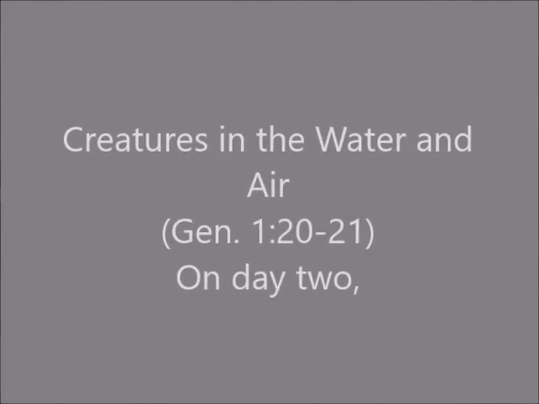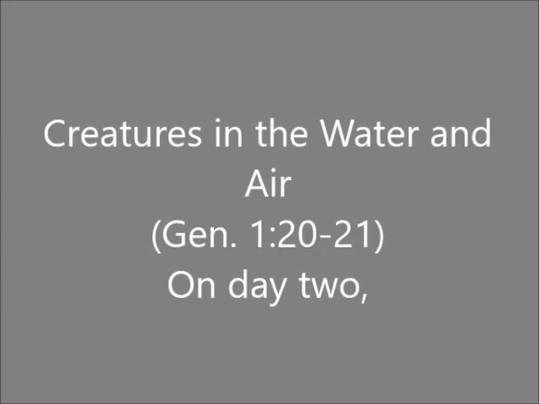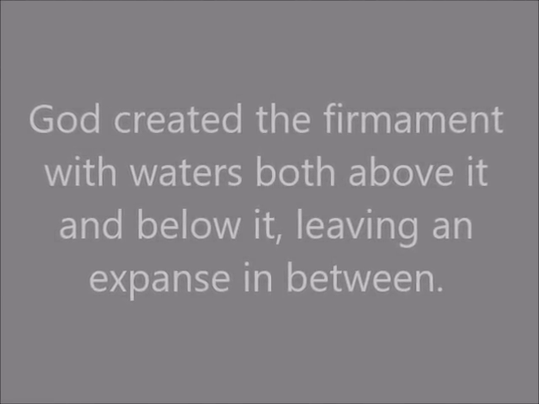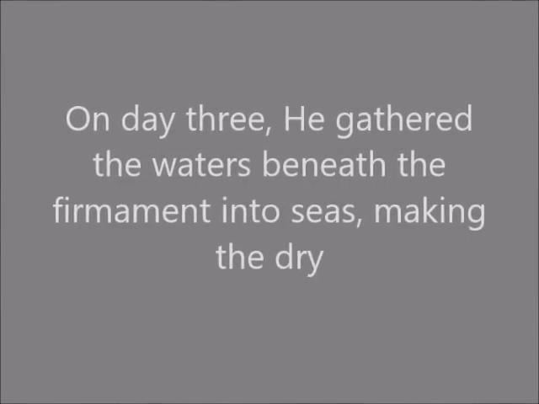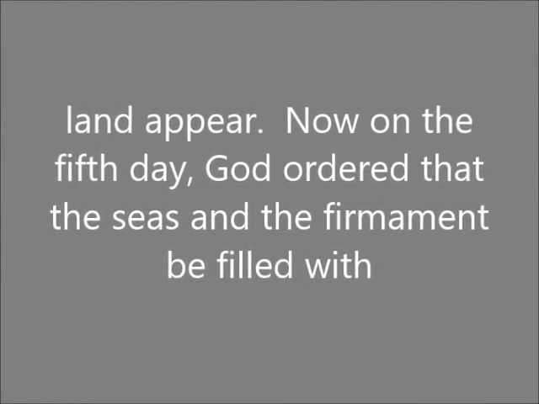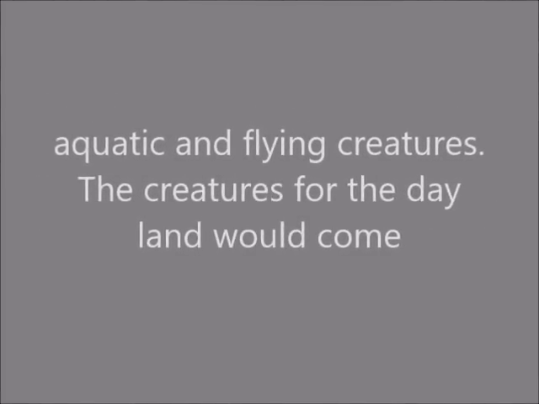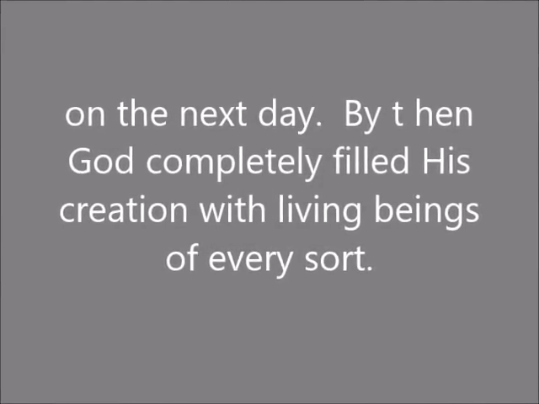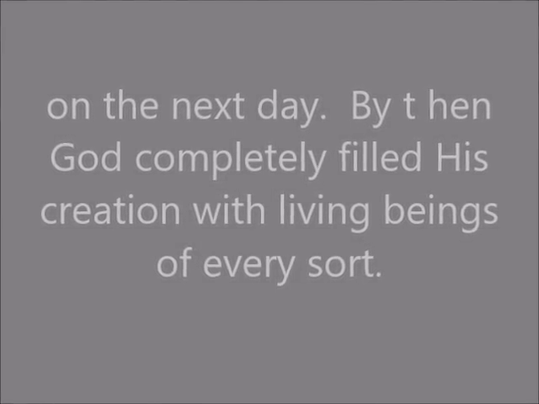Creatures in the water and air, Genesis 1:20 through 21. On day 2, God created the firmament with waters both above it and below it, leaving an expanse in between. On day 3, he gathered the waters beneath the firmament into seas, making the dry land appear. Now on the fifth day, God ordered that the seas and the firmament be filled with aquatic and flying creatures. The creatures for the dry land would come on the next day. By then, God completely filled his creation with living things of every sort.